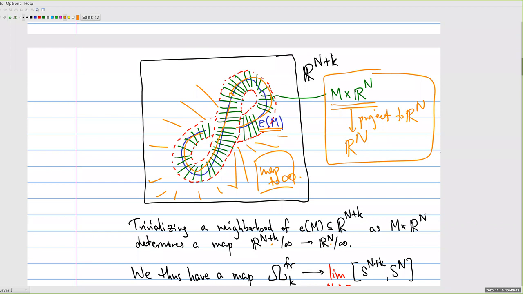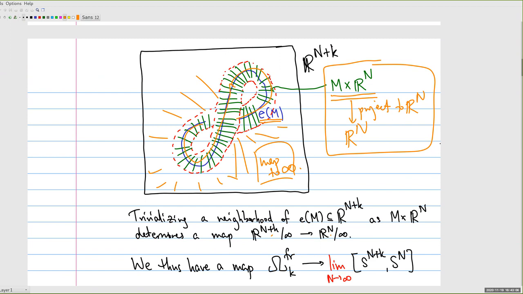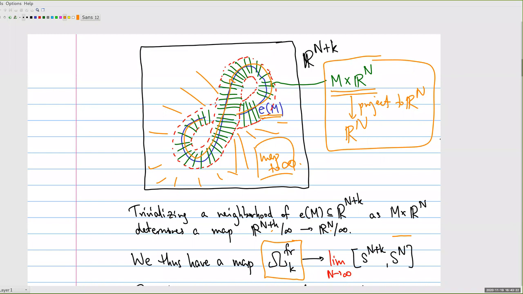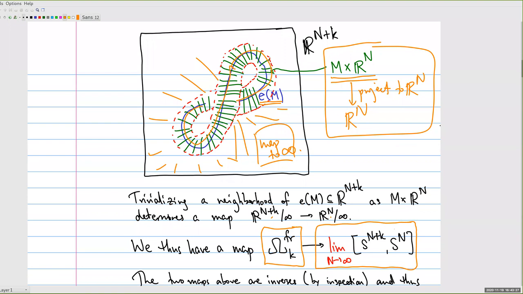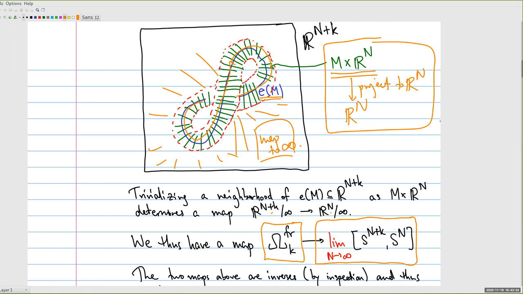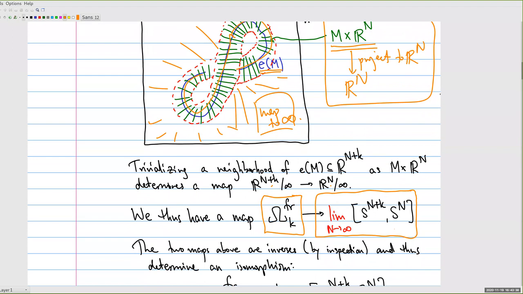Okay, and you can check that if you do this construction on a bordism, you get a homotopy of maps. So the result is that from any stably framed manifold up to bordism, you get a homotopy class of maps from a sphere to a sphere. And it's essentially by definition that these are inverses of each other. Once you show these maps are well defined, it's obvious that they're inverses of each other, and so we get this isomorphism, which is the Pontryagin-Thom.